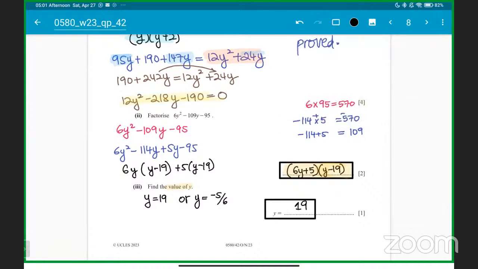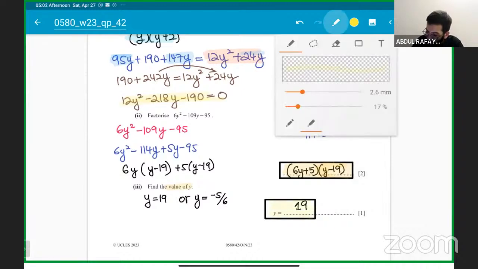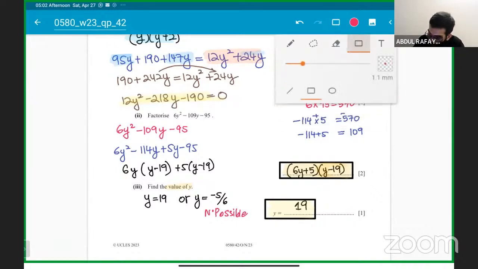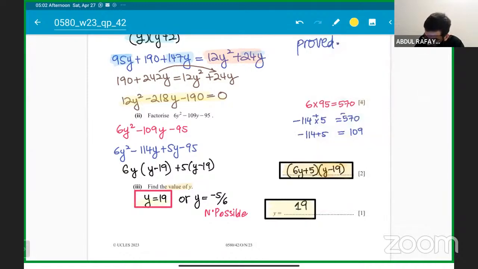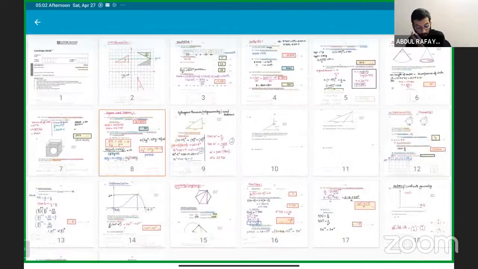Yes, sir. Clear? Together, make sure you write down that this one is not possible. Reject this one, okay? Not possible or rejected. And this one is the correct answer. Our final answer will be y equals 19. With this, we have solved question number 5 as well, with which I'm done. But it's the last question that is left. We did the question number 6 onwards.